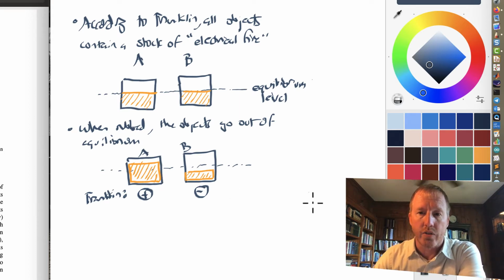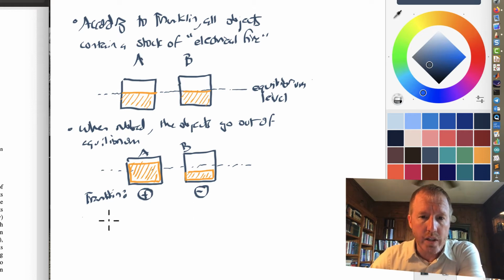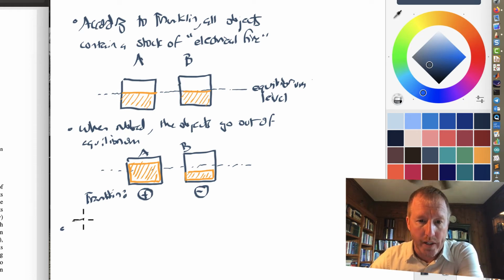On the other hand, certain other substances, like plastics or PVC or resins, tend to lose electrical fire when they're rubbed with, for example, fur. So object A would be the fur, and object B would be then the PVC or the resin. So the resin, when you rub it with fur, or the PVC pipe, when you rub it with fur, would become negatively charged. Okay, so these objects, according to Franklin, will remain out of equilibrium until somehow the electrical fire is provided a path to re-equilibrate.